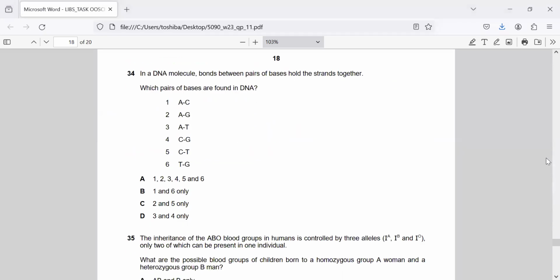This is question number 34. In a DNA molecule, bonds between pairs of bases hold the strands together. Which pair of bases are found in DNA? AC, AG, AT, CG. We know AT is present. We know that C and G is present. So the correct option for this is D.